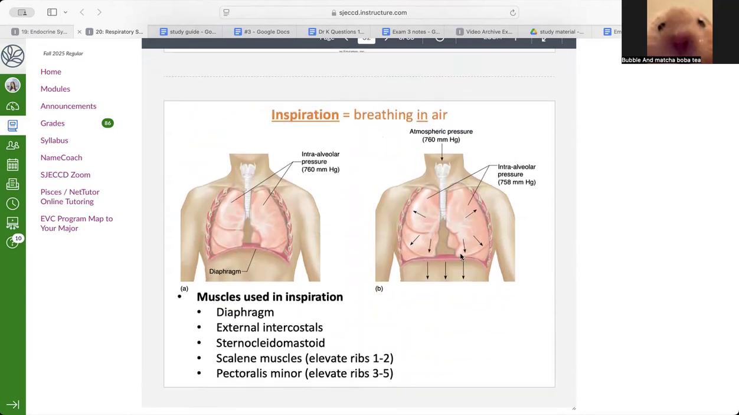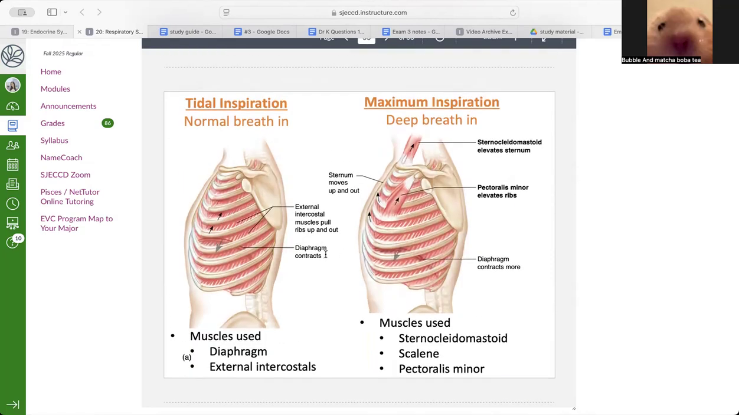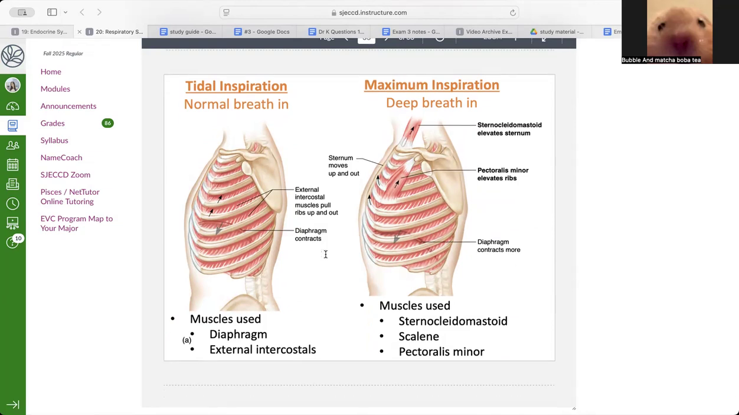Or we have inspiration. So it's breathing in air. The phrenic nerve stimulates the diaphragm to contract. It's a nerve that goes from the brainstem to the diaphragm to tell it to contract and inhale air. Quiet inspiration you can do just sitting around. Maximum inspiration recruits more muscles to take a deeper breath. In addition to your diaphragm and external intercostals, you have your sternocleidomastoid, scalene muscles, which are oblique muscles that go diagonal, and your pectoralis minor to help elevate ribs 3 and 5.